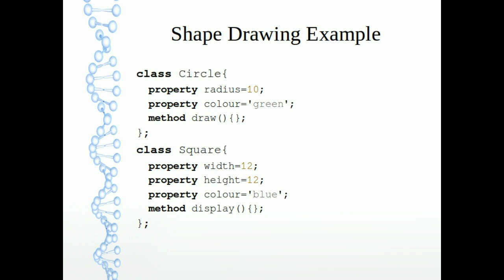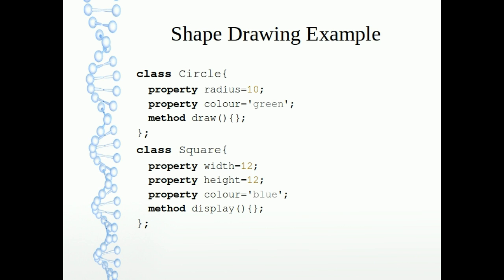This example program is designed to display a shape onto the screen. The shape should either be a circle or a square, and it should be random which one we get. First we have our class declarations for the circle and square classes. The circle class has the properties radius and color, as well as the method draw, and the square class has the properties height, width, color, and the method display.